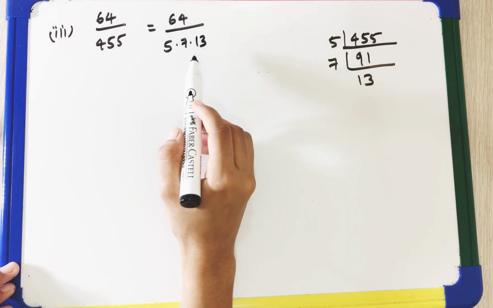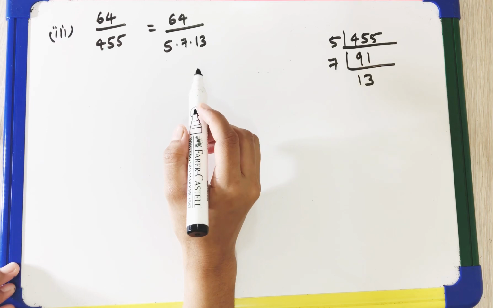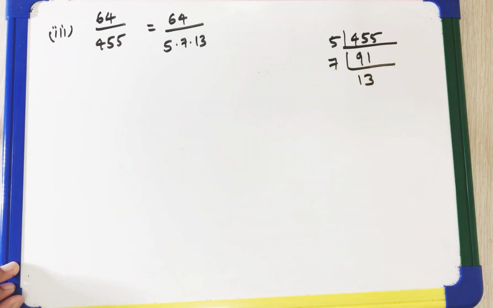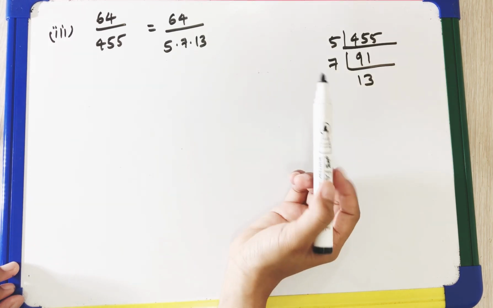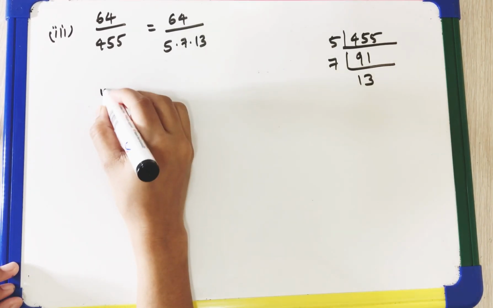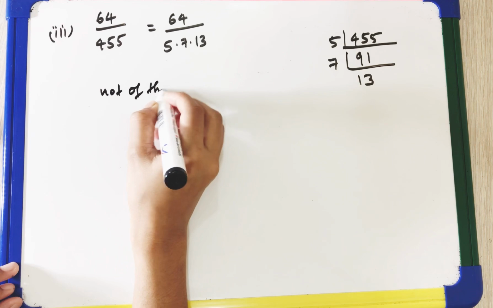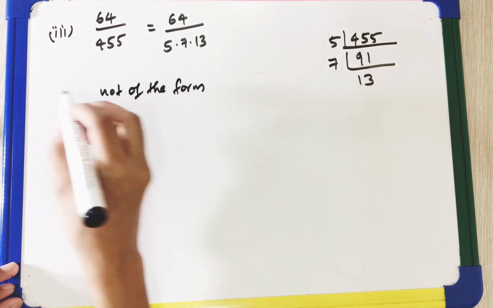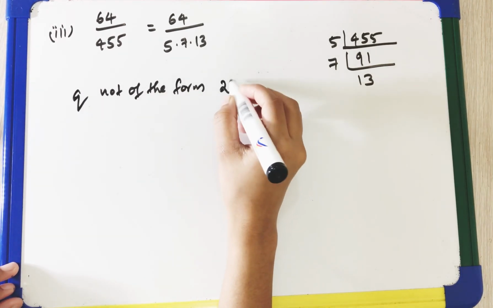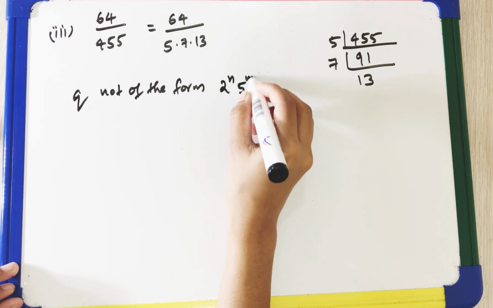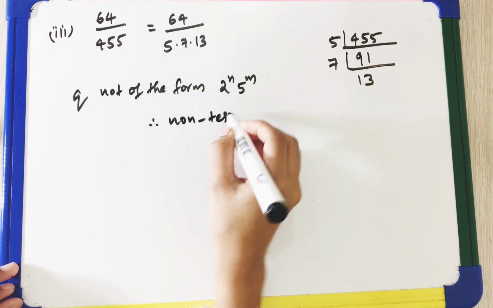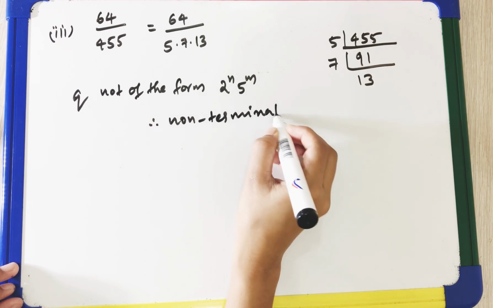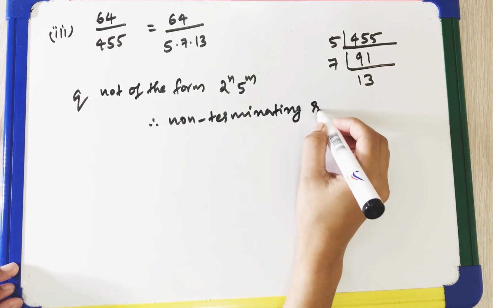Clearly the denominator is not of the form 2 raised to n into 5 raised to m. So it has a non-terminating repeating decimal expansion. Not of the form 2 raised to n into 5 raised to m. Therefore it has a non-terminating repeating decimal expansion.